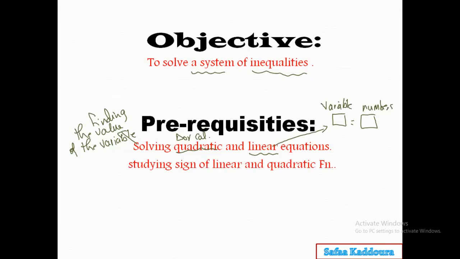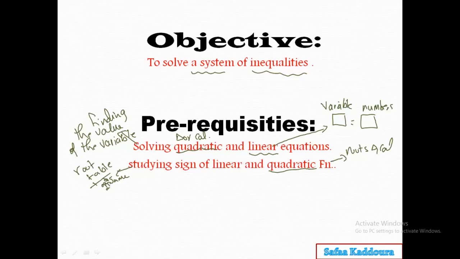Also, we will remember together how to study the sign of linear and quadratic function. Studying the sign of linear function, we first find the root, then we draw the table, and we start with opposite sign of a, and then at the root, after the root, it will become same sign as a. For a quadratic function, we find the roots by delta or calculator.